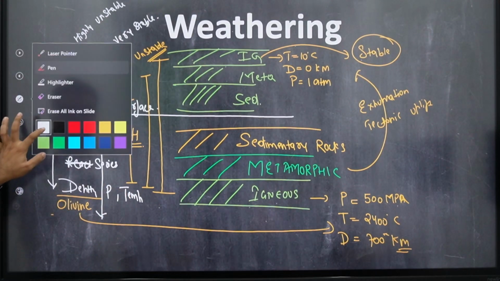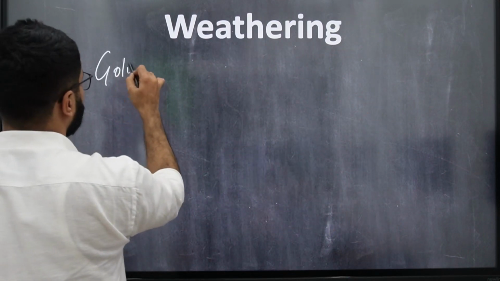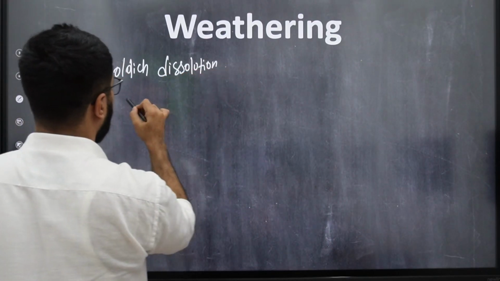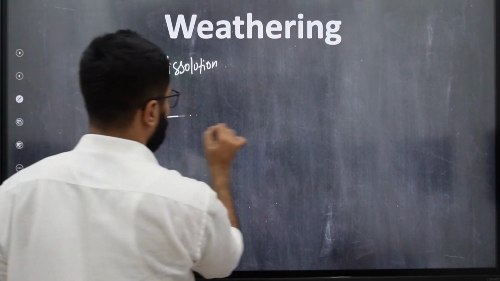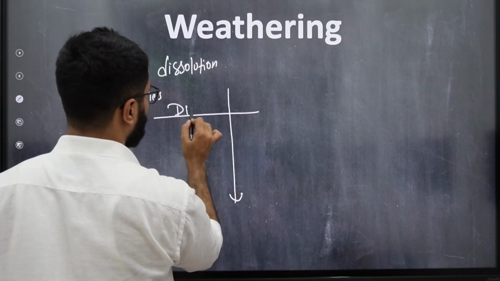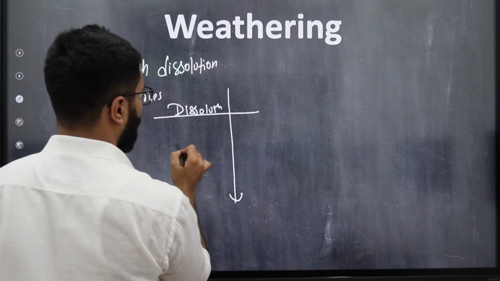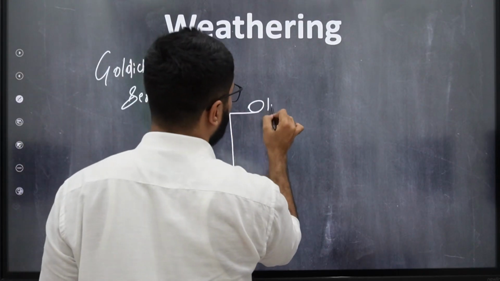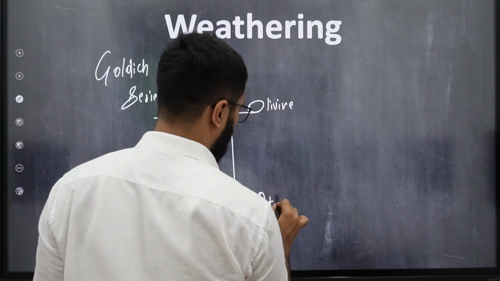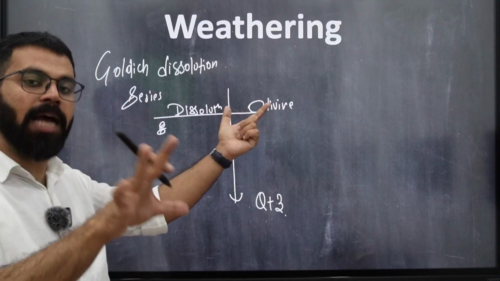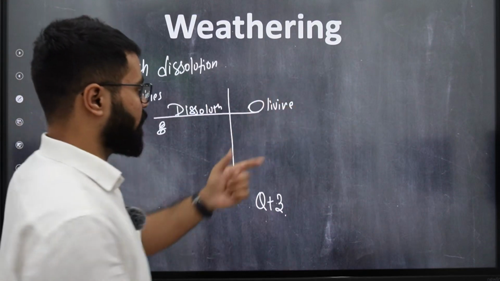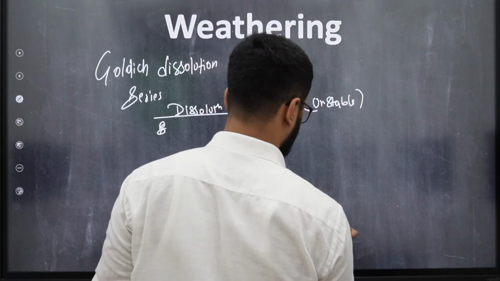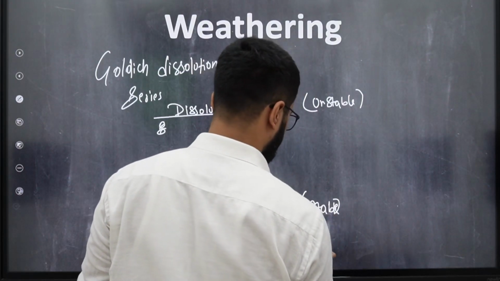Contrary to this reaction series is the Goldich dissolution series. What it says is that if I'm talking about dissolution, olivine is going to dissolve first and last is quartz. Remember, olivine is forming first as per the Bowen reaction series, but it is going to dissolve first because it is highly unstable. And this quartz is highly stable or very resistant to weathering.